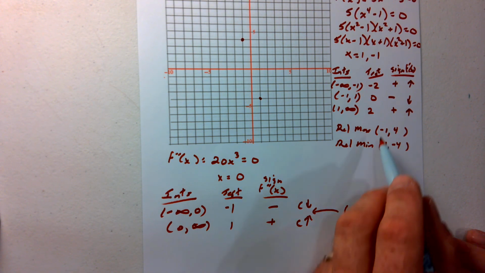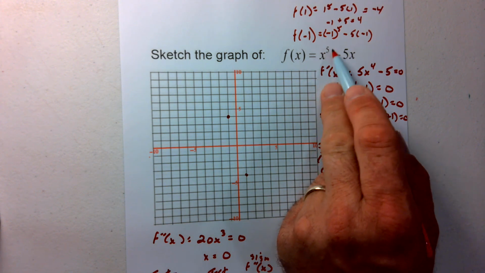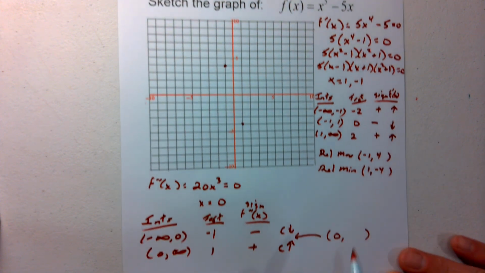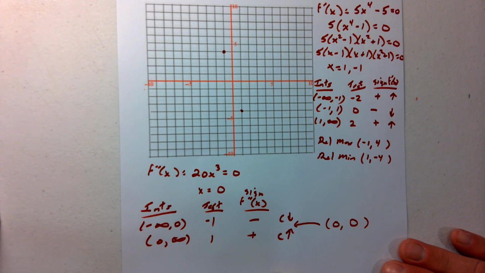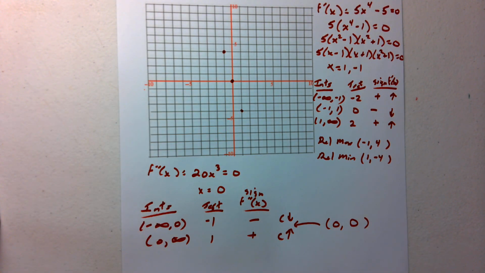If I plug in 0 into the original, do I get a point? So 0 to the 5th is 0, minus 5 times 0 gives me 0. So I have a point of inflection at 0, 0. What else can I find?